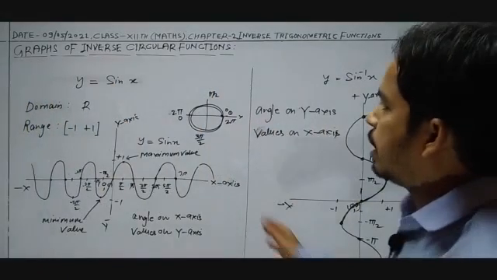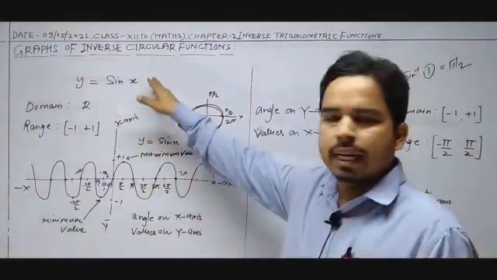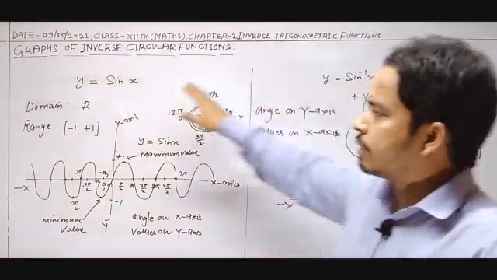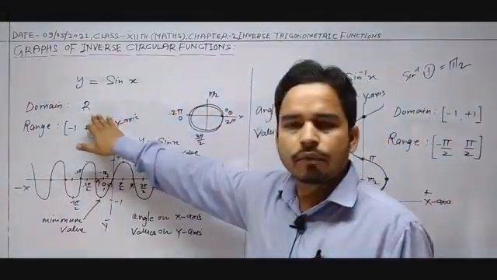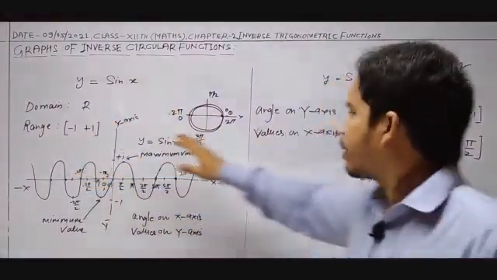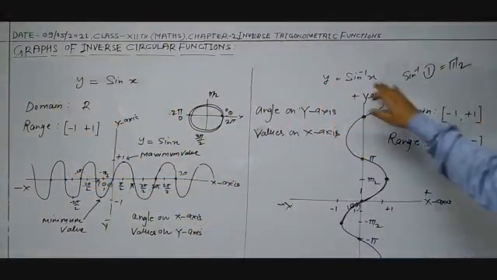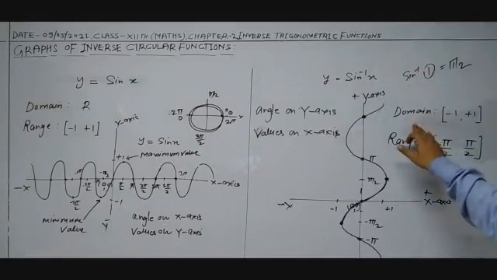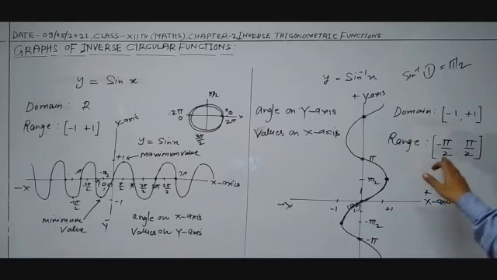So now student, this is the graph of sine x, and this is the graph of sine inverse x, and its domain is set of real numbers, and the range is -1 to +1, and y is equal to sine inverse x function. The domain is from -1 to +1, and the range is -π/2 to +π/2. This is the range.